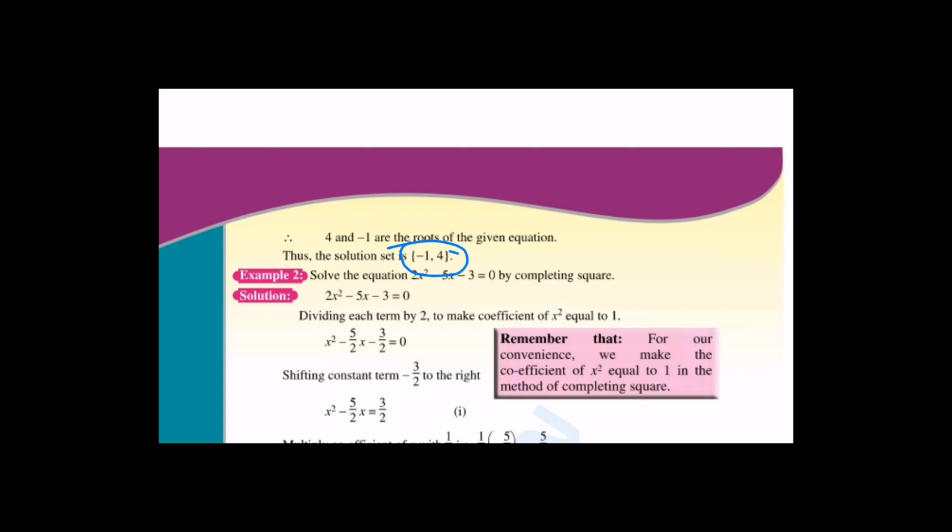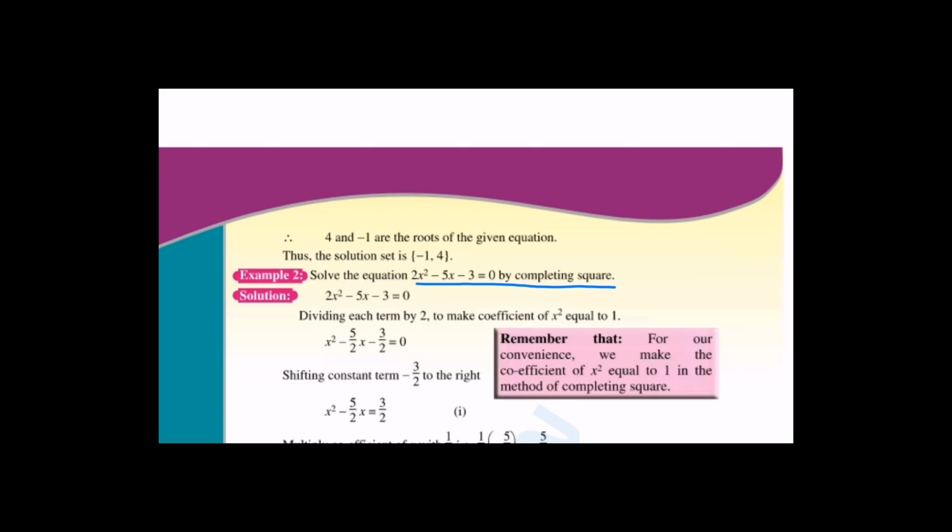Example 2: solve 2x square minus 5x minus 3 is equal to 0 by completing square method. Again, this equation is in standard form.